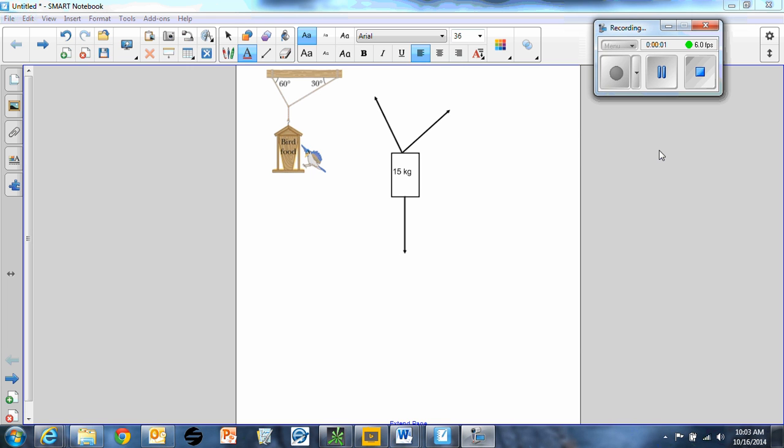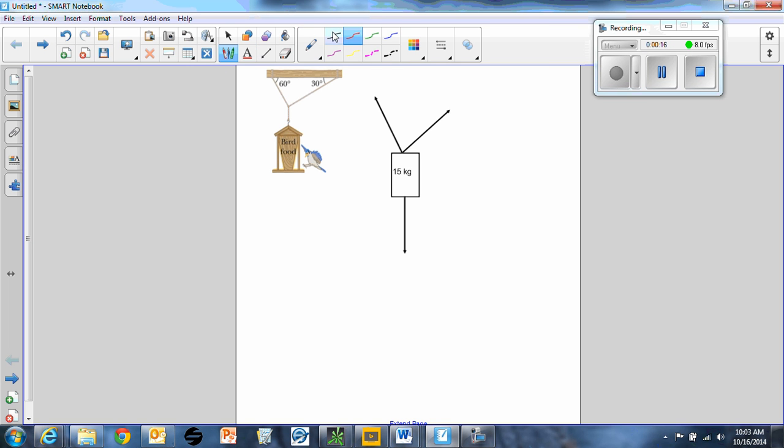This is number 19 on page 116. This is another static problem. It's going to be a little more complicated than the guy with the hip. We're going to have to stay pretty organized.